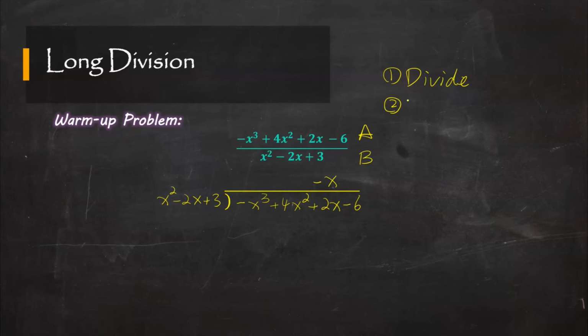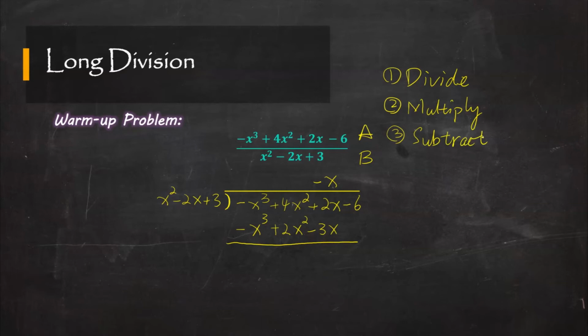Our second step is multiply. Now we have the result from the first step multiplied by the divisor. So we have negative x times x squared, which gives negative x cubed. And then negative times negative, so plus 2x squared. And the last term is negative 3x. So our third step is subtract.